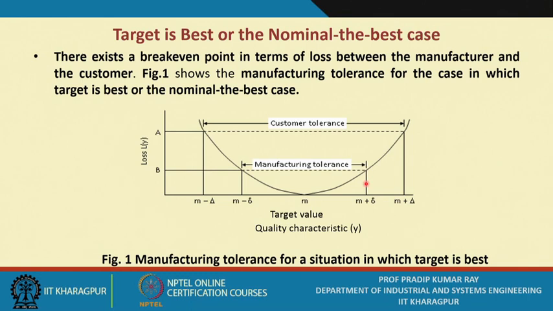Now because of some reasons, suppose some manufacturing deficiencies, certain kinds of manufacturing losses or manufacturing defects, or the unreliable performance of the manufacturing systems or machinery, it may so happen that at the time of shipping the component you find that the actual value of the quality characteristic has crossed m plus small delta, maybe somewhere here, or it has crossed the value m minus small delta, somewhere here.